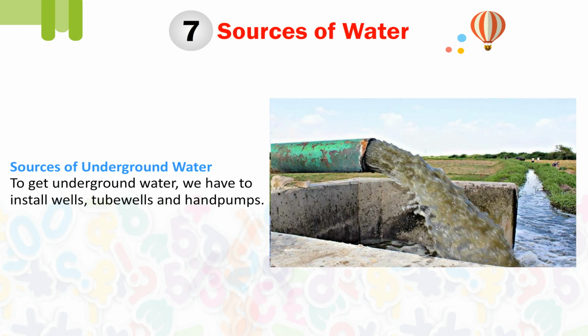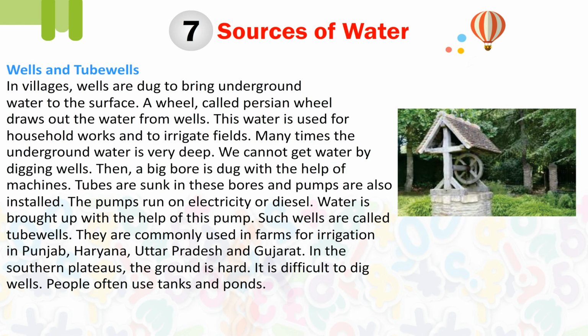Sources of underground water. To get underground water, we have to install wells, tube wells and hand pumps. Wells and tube wells. In villages, wells are dug to bring underground water to the surface. A wheel called Persian wheel draws out the water from wells. This water is used for household works and to irrigate fields.